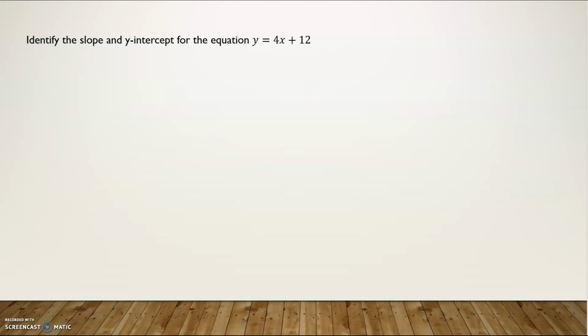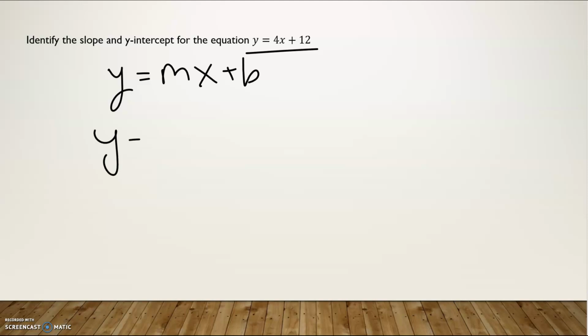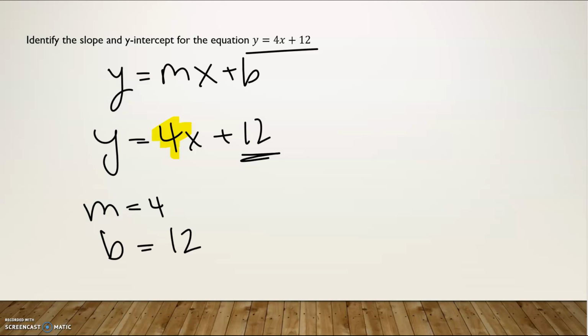Okay, identify the slope and the y-intercept of the equation y equals 4x plus 12. Now, in order to do that, we need to make sure that this equation is in y equals mx plus b format, which basically means solved for y, which it is. So all we have to do is look at the number right in front of x. That's going to be our slope. So our slope is 4. And then the constant, that is our y-intercept. Now if you want to put it into an ordered pair, this would be (0, 12).